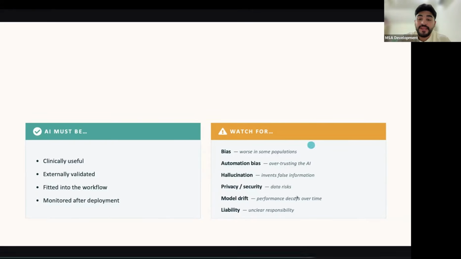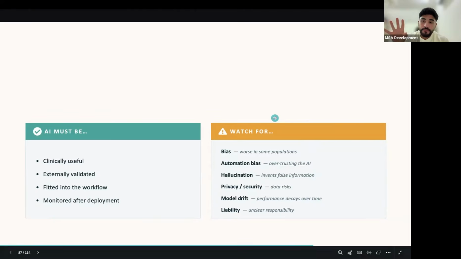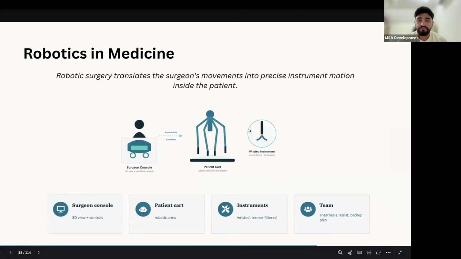How is this going to come in the exam? They're probably going to give you a scenario and they're going to tell you, for example, to pick up what risk AI is putting these patients at. So is it automation, hallucination, privacy, model drift, liability? If you understand these, probably inshallah it is going to be easy.